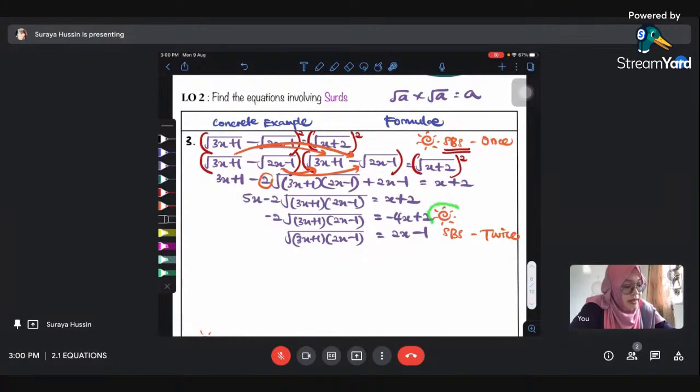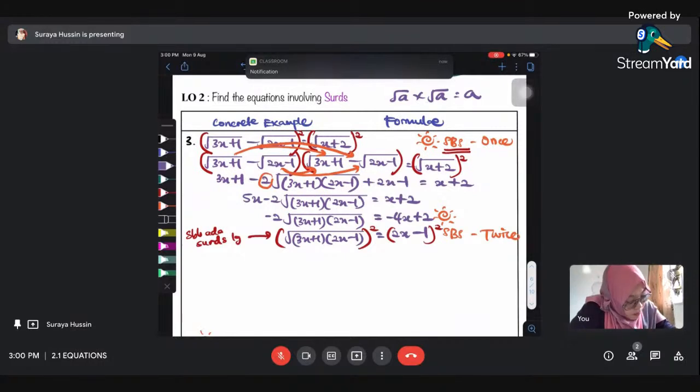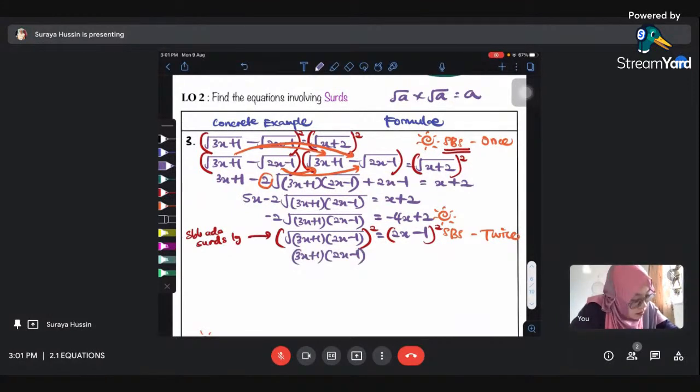Ni saya buat ni, matahari. Squaring both sides, SBS yang kedua, twice. Why is that? Because I am still having surd. Sebab ada surd lagi dekat situ, that's why lah kita squared both sides lagi sekali. And then kita akan dapat jawapan 4x squared minus 4x plus 1. That is our answer.